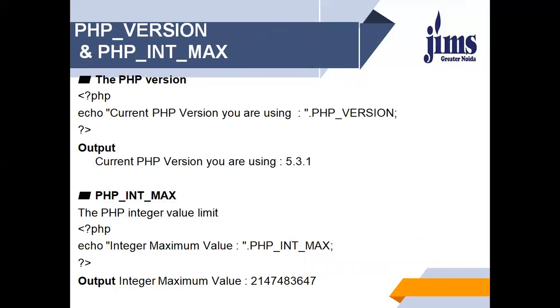Likewise, we can print the version also, echo current PHP version you are using. So we have to use PHP underscore VERSION, and then you can print the PHP integer value limit also. In this example, echo integer maximum value, PHP underscore INT underscore MAX. So we see the output, integer maximum value will be printed.